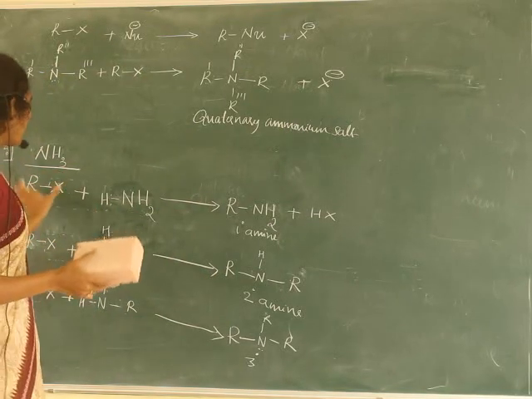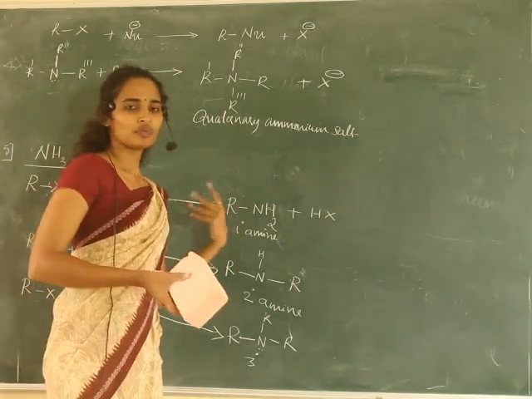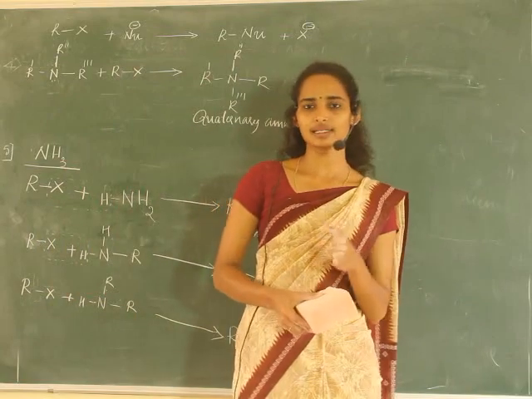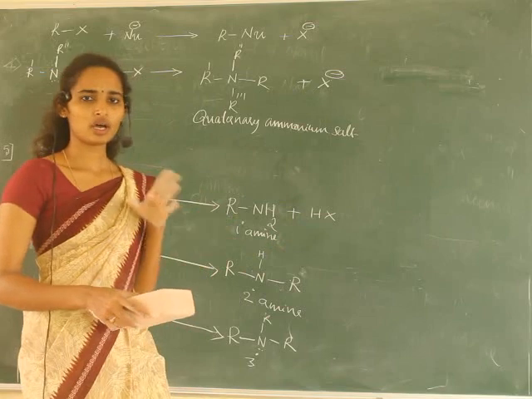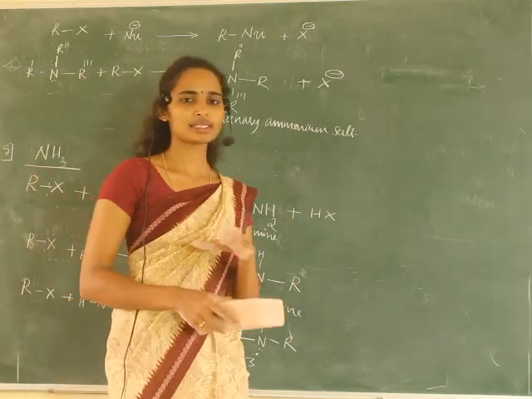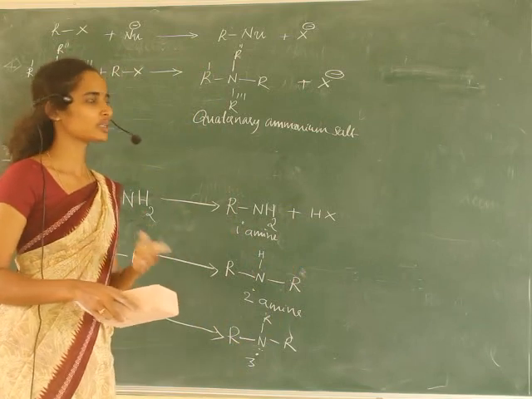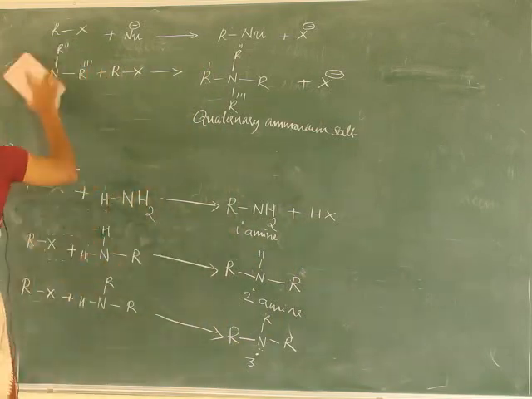Once again, alkyl halide reacting with ammonia gives a primary amine. A primary amine on reaction with alkyl halides results in the formation of secondary amines. Secondary amines on reaction with alkyl halides give tertiary amines. Tertiary amines on reaction give quaternary ammonium salts. It's about reaction with ammonia.